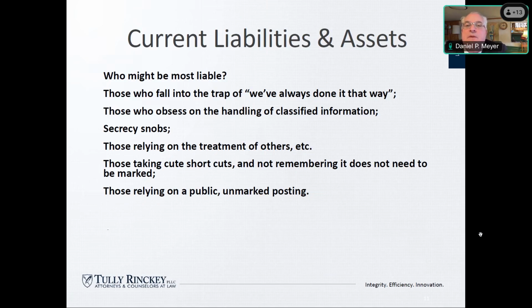The next one, those who obsess on the handling of classified information. I see a small line of cases where employees are repeatedly asking questions about security practices for the handling of protected information. You want to encourage that in the workplace, but at some point, security is going to wonder why you are repeatedly asking questions that other people aren't asking. Maybe the training's not being done correctly. They can make some adjustments for that.